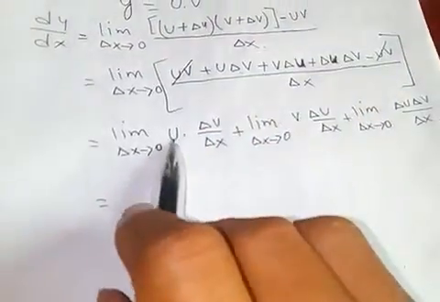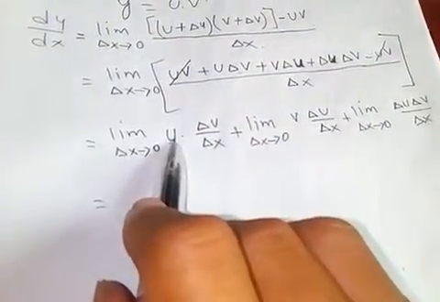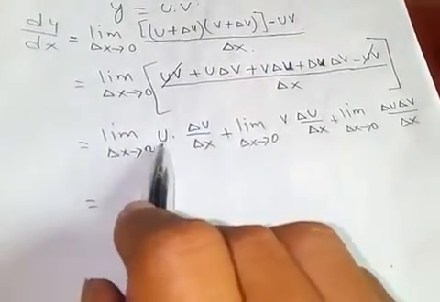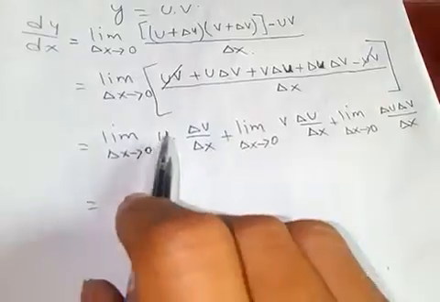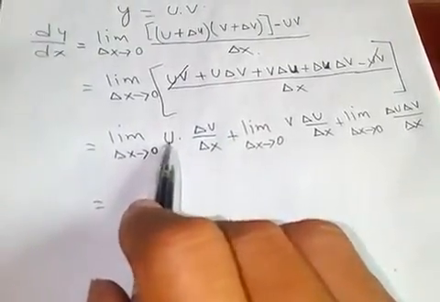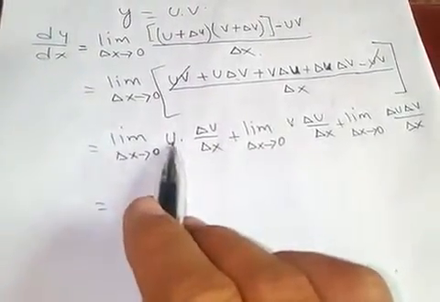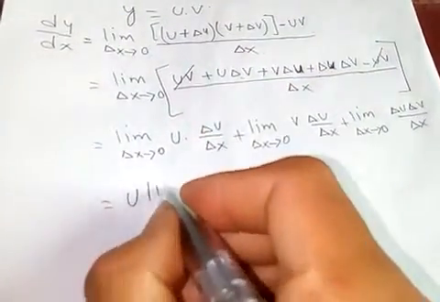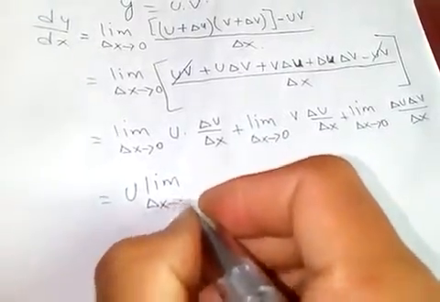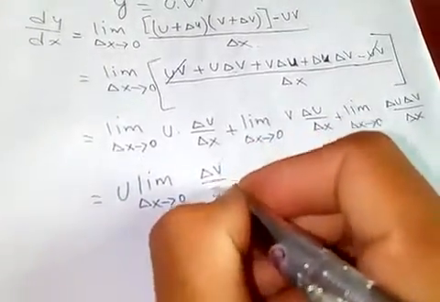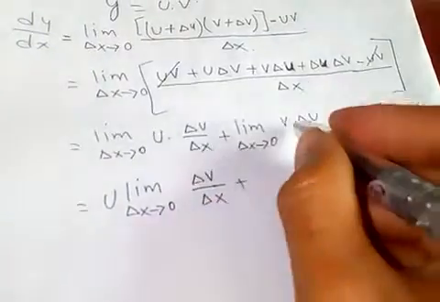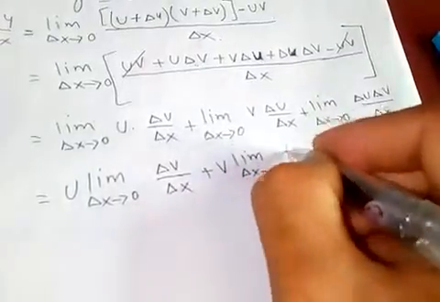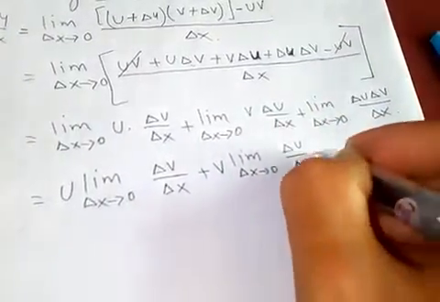In the first term, u is treated as constant, and it does not contain delta x, so this can come out before the limit. So u times limit delta x tends to 0, delta v over delta x, plus here also v will come out, limit delta x tends to 0, delta u over delta x.